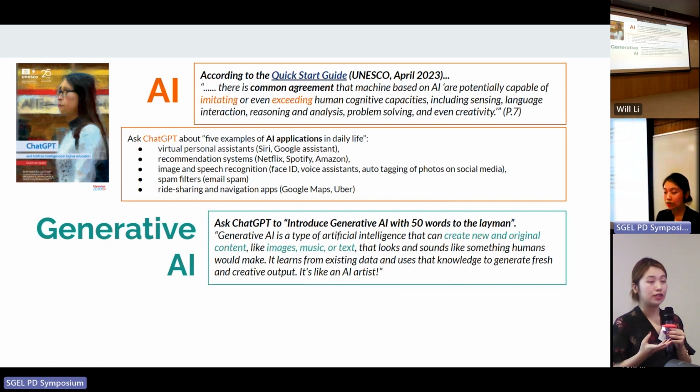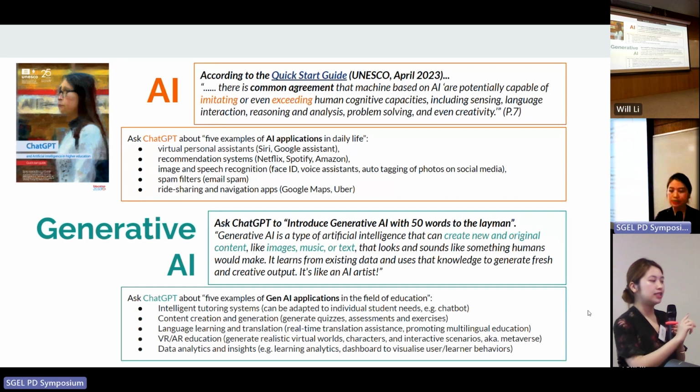I think because generative AI can create new content, this causes the concerns, like why we're worried about students using it in their learning or creating their assignments, because we don't really know what part of the assignment is created by the students or what part is created by generative AI.